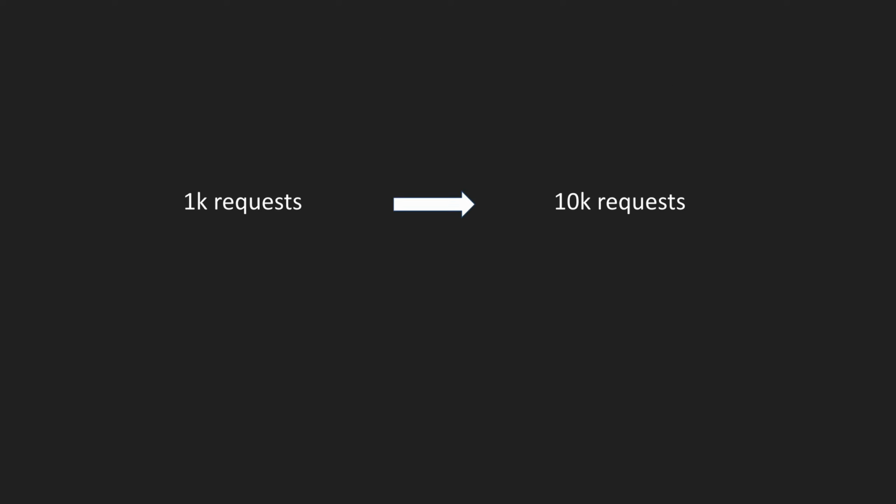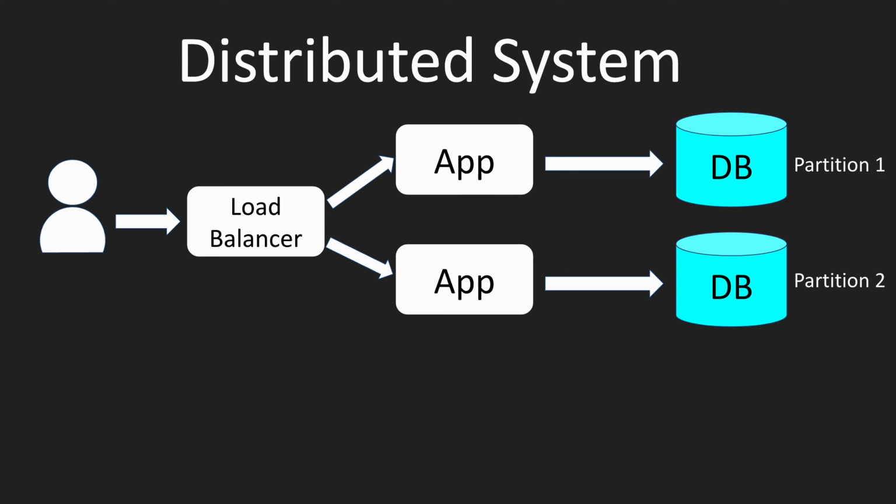And let's say that the demand for our app is increasing, and instead of serving 1000 requests, we are serving 10,000 requests a day. And so we are moving from a centralized system to a distributed system. So we are changing our architecture a bit. We are introducing a load balancer, and also we have now two instances of our app, each of which has its own database. Let's call them, for the sake of simplicity, partition 1 and partition 2.